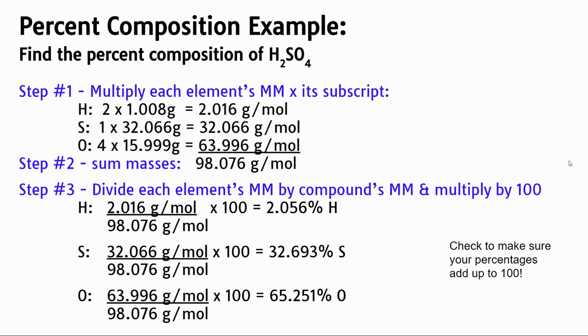And we should always check to make sure our percentages add up. 65 plus 32 plus 2 plus all of our decimals, that looks like we have done it. So I hope that helps. It's a pretty easy presentation on how to calculate percent composition.